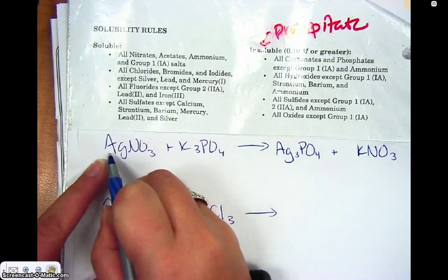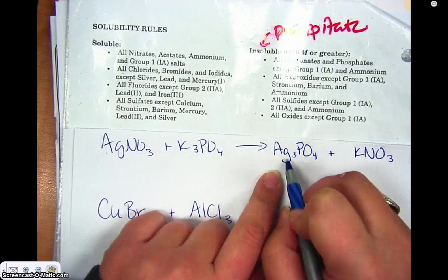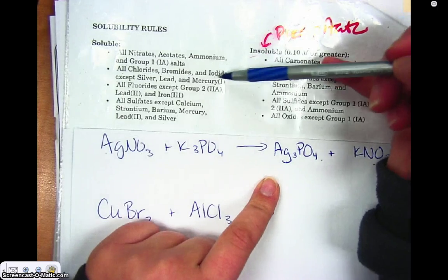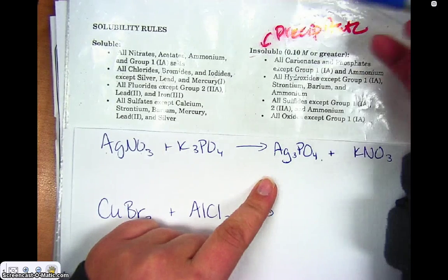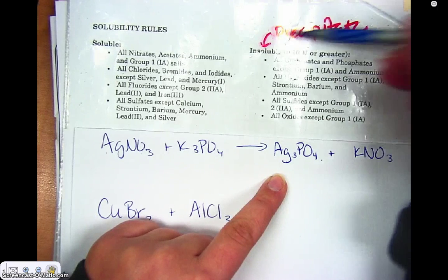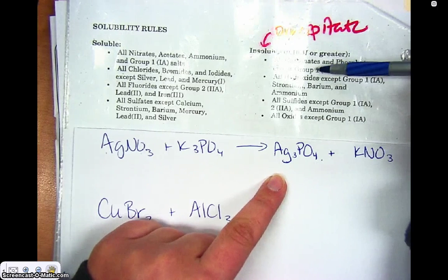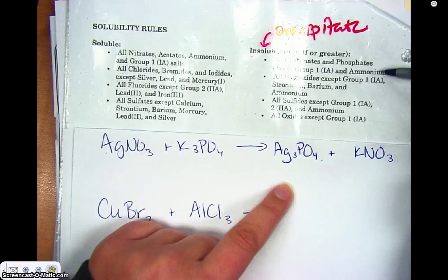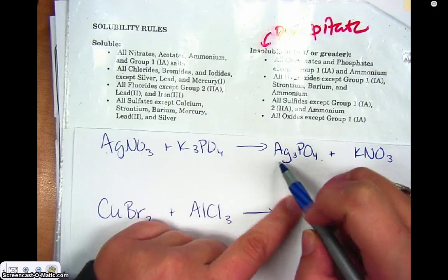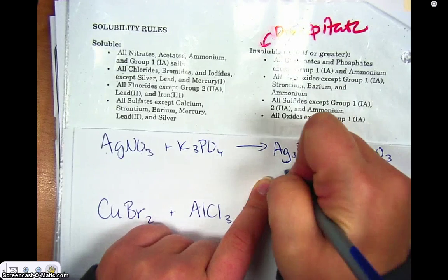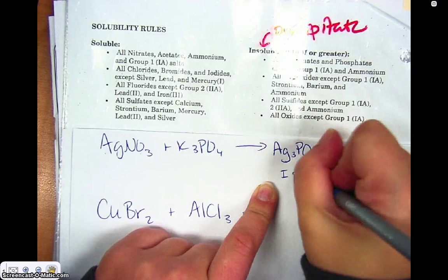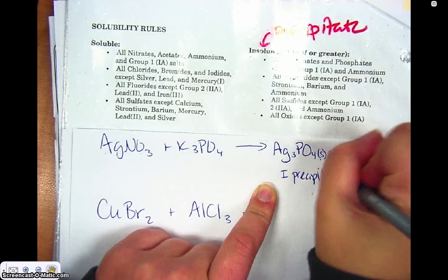So if we go ahead and we have silver nitrate, or sorry, not silver, silver phosphate here. We're looking at the products, and I'm going to go through and find the phosphates. I see that over here it says insoluble. All phosphates are insoluble except ones that have group 1 or ammonium. So we know that silver is not in the first column of the periodic table, and it's definitely not ammonium. So yes, this is an insoluble product. I know that this is going to be a precipitate, and this reaction is going to happen.